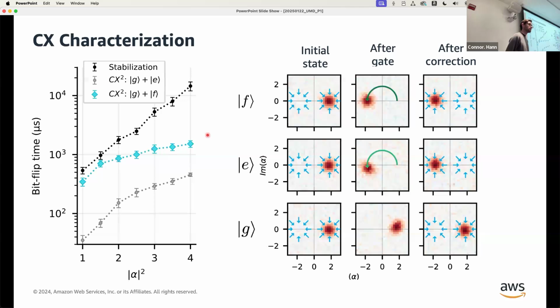Yeah. So, during this implementation, do you do any sort of post-selection or no? No, so no post-selection is done here. So this is an entirely deterministic gate.